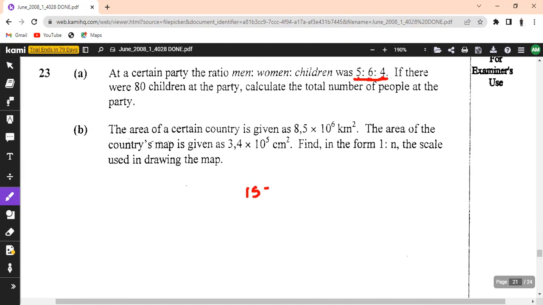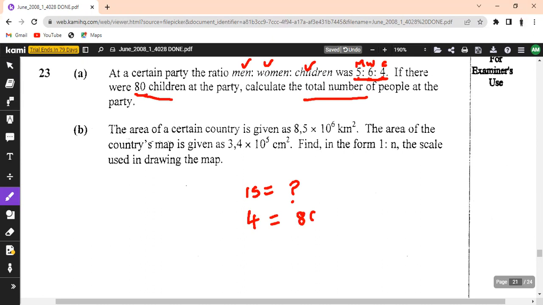So 15 is the one that represents the total number of people, which you do not know. But you are given that there are 80 children, and it's men as to women as to children. So that is men as to women as to children. The children here have a ratio of 4. So 4, according to the ratio, gives us 80.